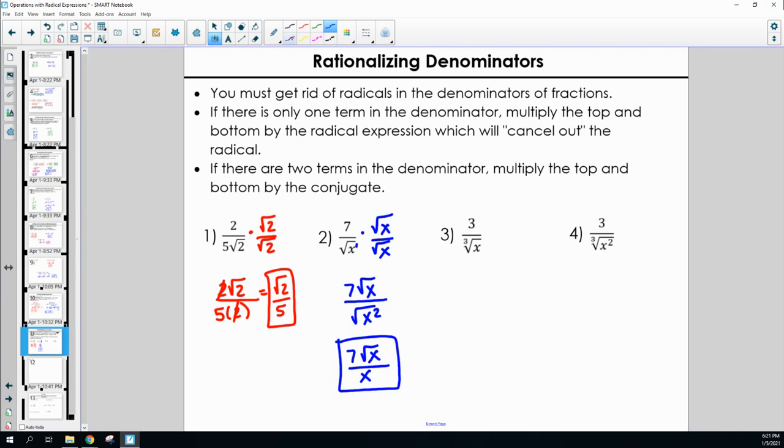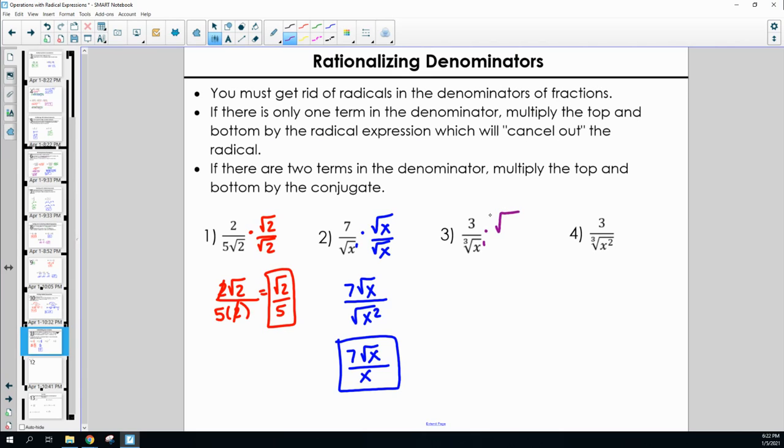Now with number 3, because we have a cube root, we can't just multiply by the cubed root of x. We want to think about the exponent that we have. So in the denominator, we have the cubed root of x to the first. So if I want what's underneath the radical to be x to the third, so it will come out as a perfect cube, I need 2 additional cubed root of x's.